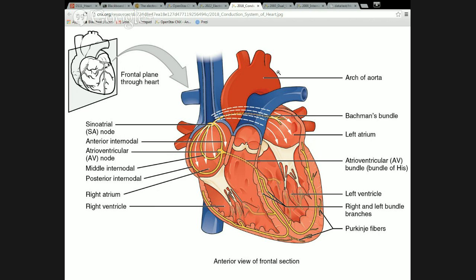The conduction pathway basically makes it so that the heart beats in that correct sequence, so that it moves the blood through in the pathway that we laid out earlier on purpose.